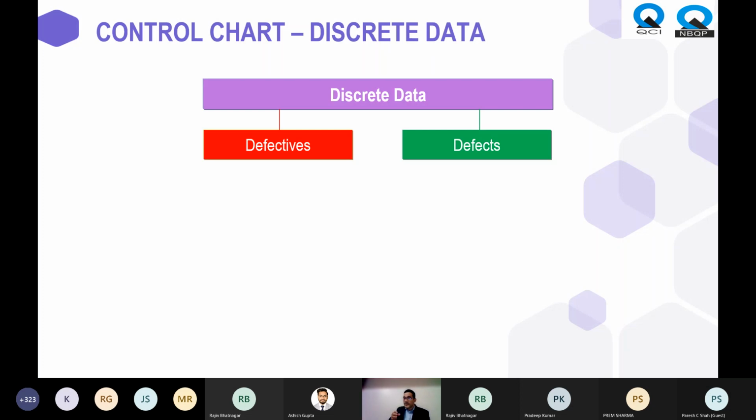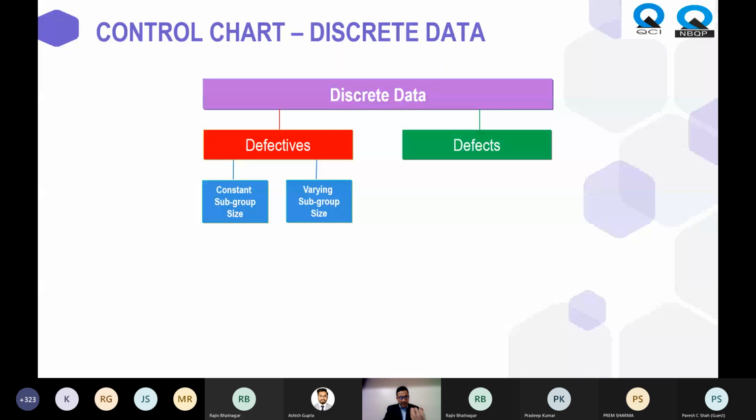If I am capturing data in defect type, in CNC, if I am saying length oversize, bore oversize, all these are my defect types. Because of one defect, it can lead to defective. And defective means my overall piece is not acceptable to the client. I am saying the entire lot is defective, not accepted. That is defective.